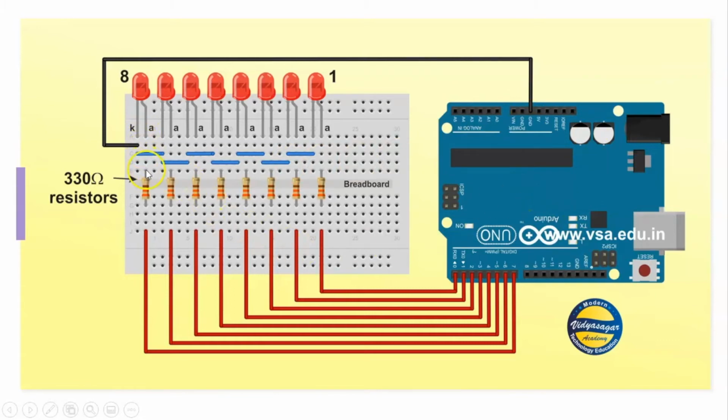Now every anode is connected to a 330 ohm resistor here. There are 8 resistors here, and then the second terminal of each resistor is connected to one pin from pin 0 to pin 7, because this entire set of 8 pins is termed as port D. So the 0 number pin is connected to this first LED, then 1 number pin is connected to the second LED, and so on. Pin number 7 is connected to the last 8th LED. In that way we did the connections, meaning you have to do the connections.